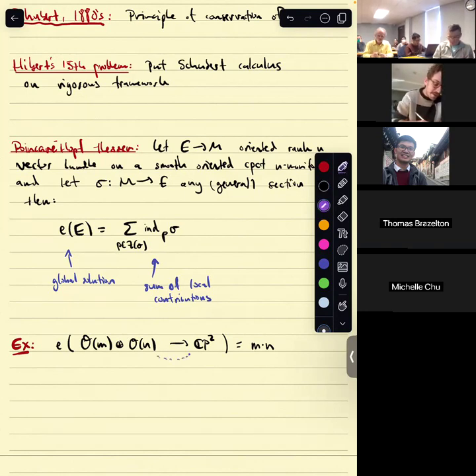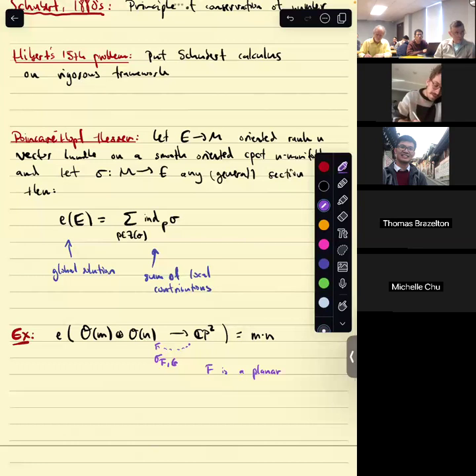If I take a section of each bundle, let me call them σ_F and σ_G, what is F? F is a homogeneous form of degree M in the coefficients on CP². So it's a planar curve of degree M, and G is a planar curve of degree N. Those are the sections of my line bundles. And what am I saying?